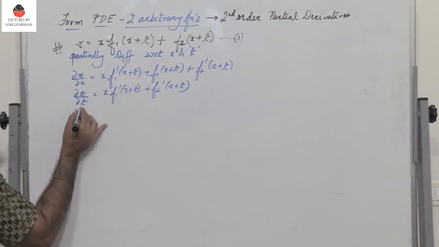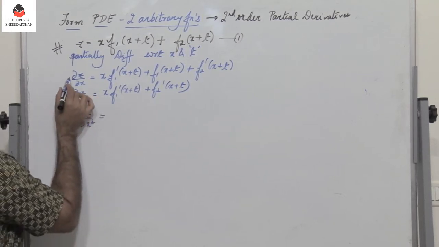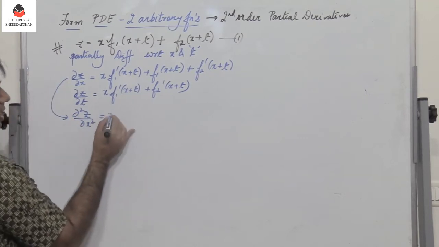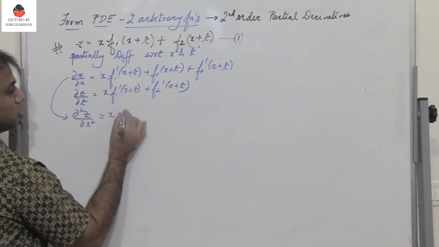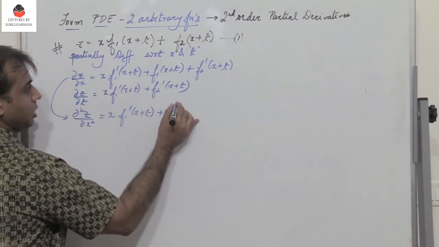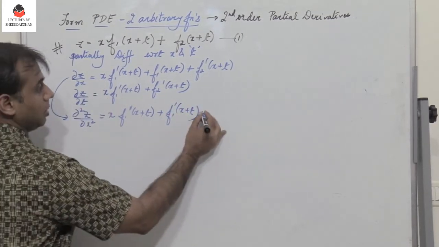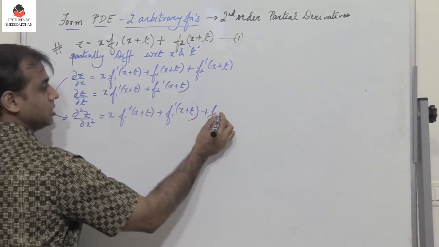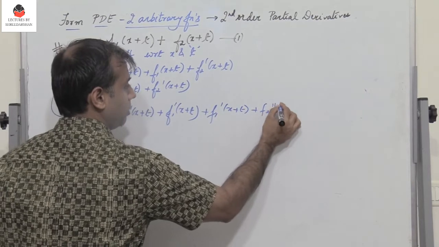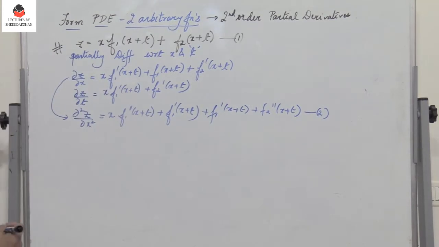So now we have del square z by del x square equals, so I'm partially differentiating this with respect to x again. So you have x into, partially differentiating this, f1 double dash (x plus t) plus f1 dash (x plus t) into the derivative of x partially, which is 1, plus partially differentiating this, f1 dash (x plus t) plus f2 double dash (x plus t). So call this equation 2.